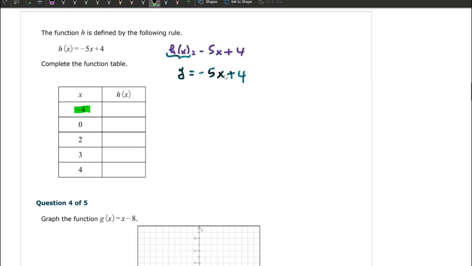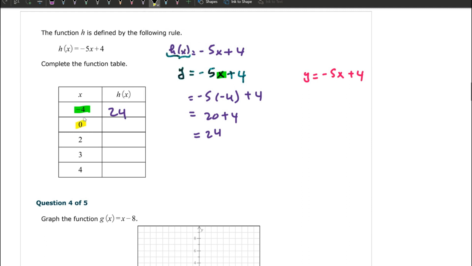You're going to plug in x by negative 4 and work it out. Negative 5 times negative 4 plus 4. Negative 5 times negative 4 is positive 20 plus 4, which is 24. So the corresponding y value, or h of x when x is negative 4, is 24. Okay, we're going to do the same for the next one. So I'm going to give you maybe one more example.